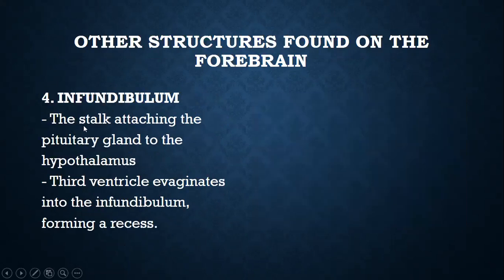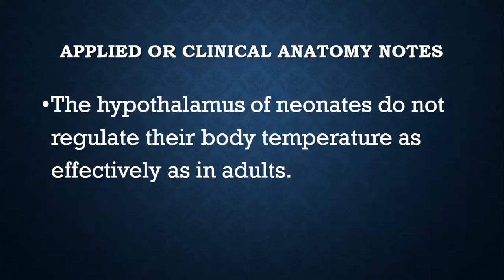Infundibulum, the stalk attaching the pituitary gland to the hypothalamus, and the third ventricle invaginates into the infundibulum, forming a recess. Again, hypothalamus. So the hypothalamus is the one that regulates body temperature, and for neonates or newborn animals, this does not regulate their body temperatures as effectively as in adults. So that's the reason why a lot of newborns will die due to hypothermia.